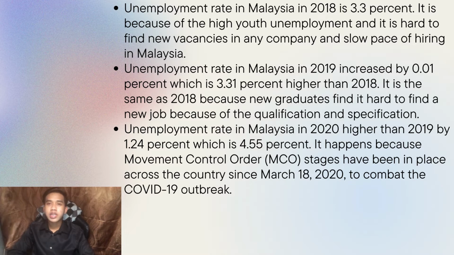The unemployment rate in Malaysia in 2019 increased by 0.01%, which is 3.31%, higher than 2018. It is almost the same as 2018 because new graduates find it hard to find a new job because of qualification and specification requirements. The unemployment rate in Malaysia in 2020 is higher than 2019 by 1.24%, which is 4.45%. It happens because movement control order stages have been placed across the country since March 18, 2020 to combat the COVID-19 outbreak.